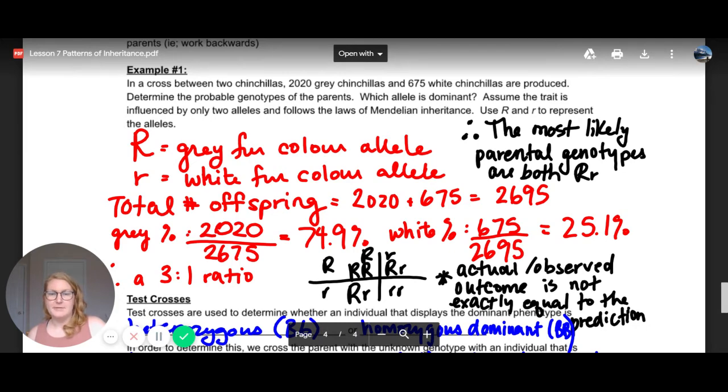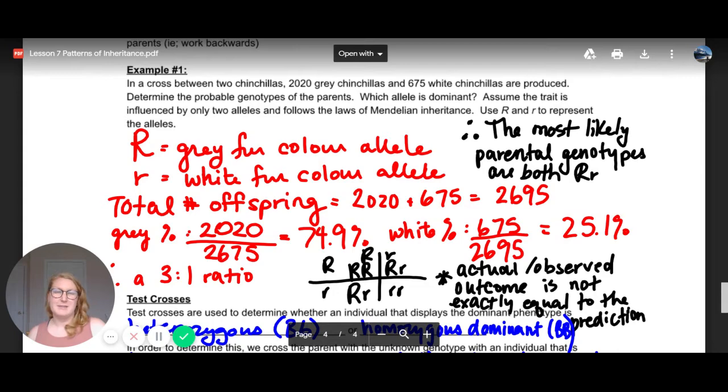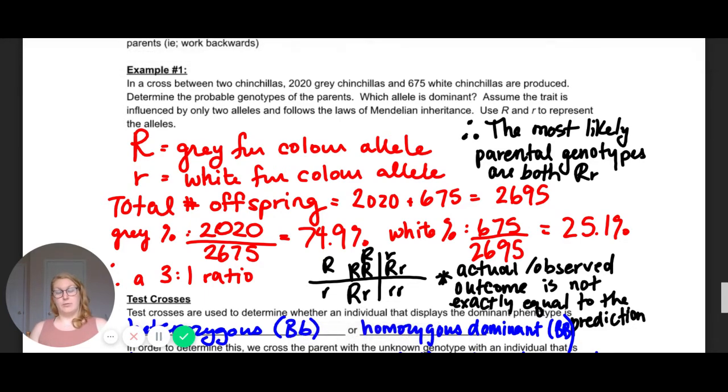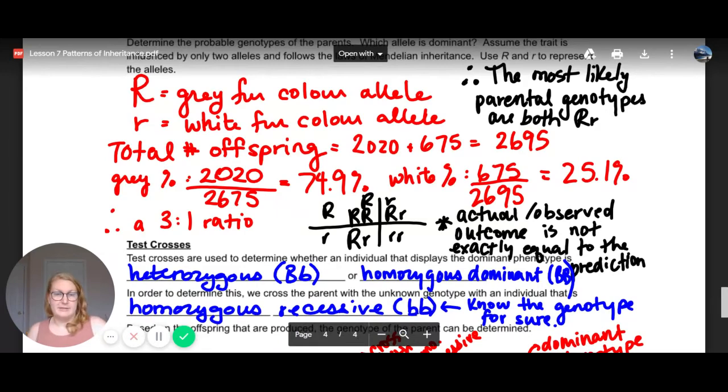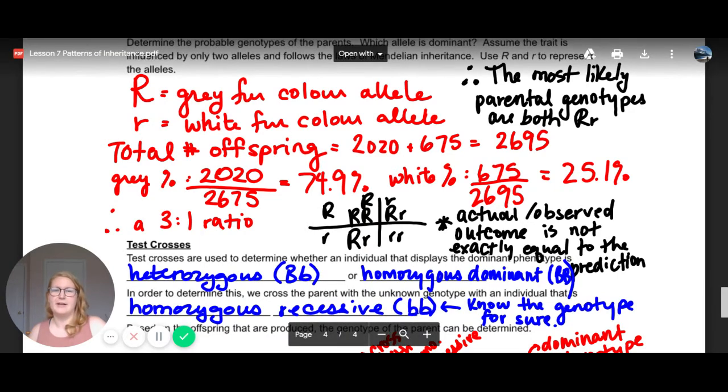Down here, I've shown what the math of that looks like. So that tells me that the capital R, or the dominant, will be the gray fur color and small r will be the white fur color. So when I work backwards, I look at what the percentages actually are. This should say 2695. Pardon me, I miswrote it, and this one is written correctly.